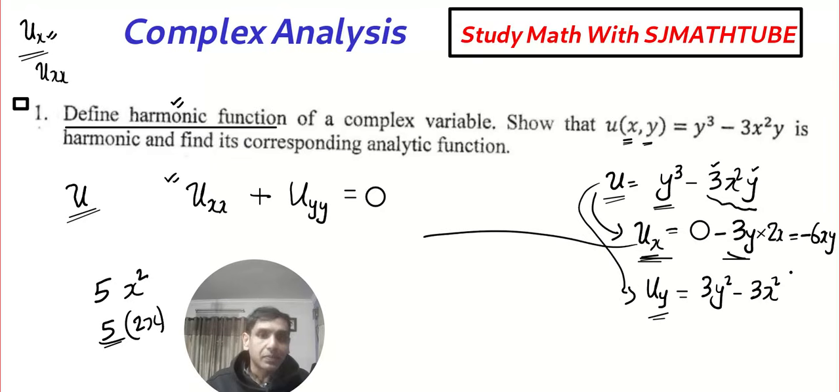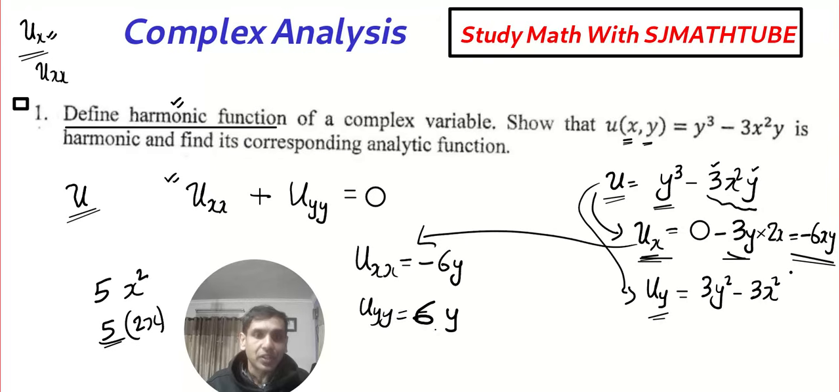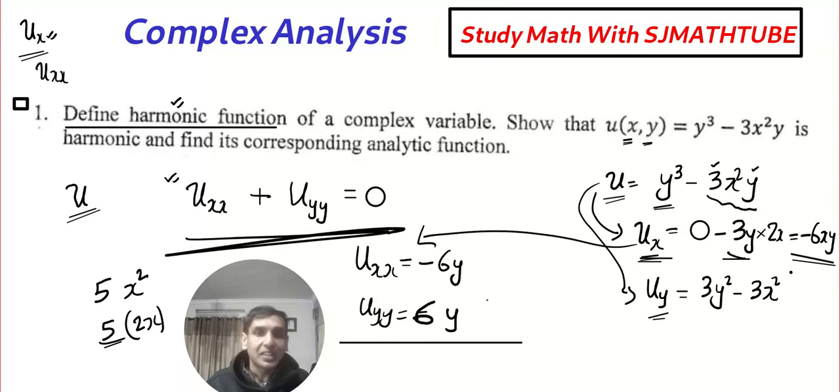Now the last step, uxx, I am not explaining it. You already know what to do. You have to differentiate this stuff again with respect to x. So that gives me minus 6y multiplied by 1. Uyy, so not that surprisingly 6y. Add them up, it is equal to 0, because this is a show that question.